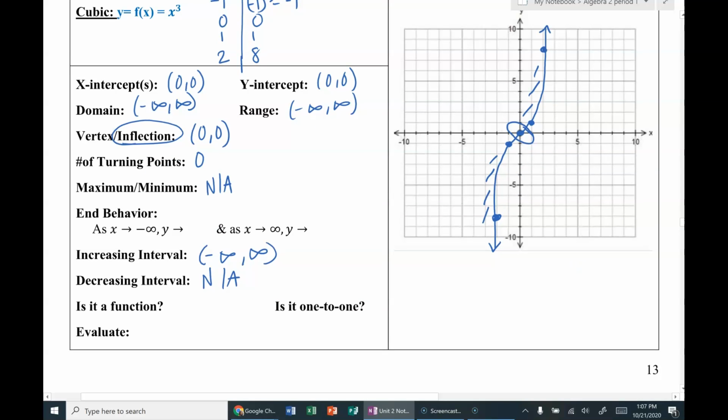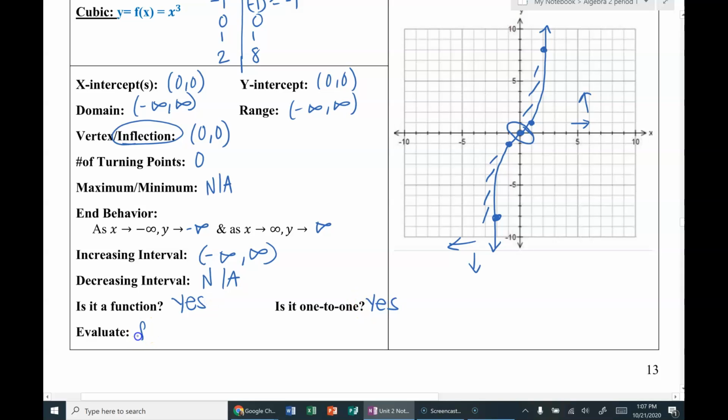Now let's fill out the end behavior. As x is approaching negative infinity, y is also approaching negative infinity. As x is approaching the right side, y is also going upward. So we have down and up. Now, is it a function? Yes, it is. It's also a one-to-one, so that's a yes.